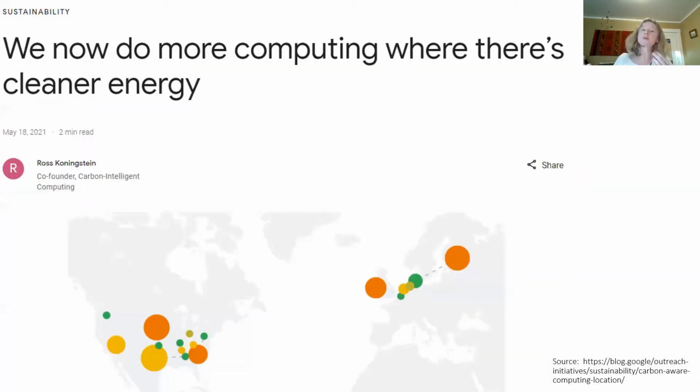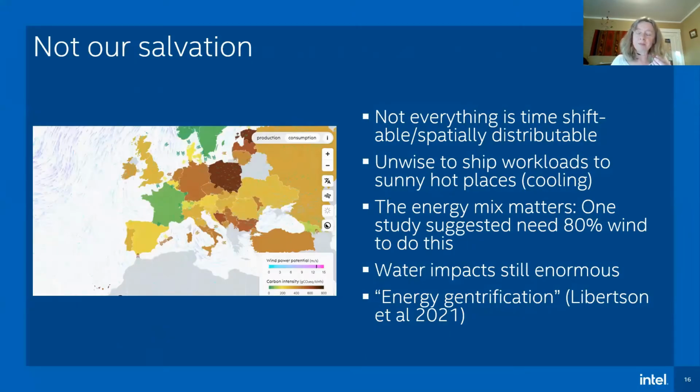Okay, so you can also do this spatially, right? And this is again from Google, where they ship workloads around to data centers around the world where the renewables are present. So you can make the same shift in spatial terms. And those are all really wise things to do.